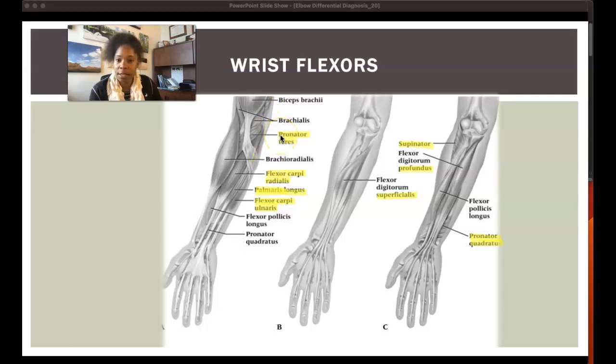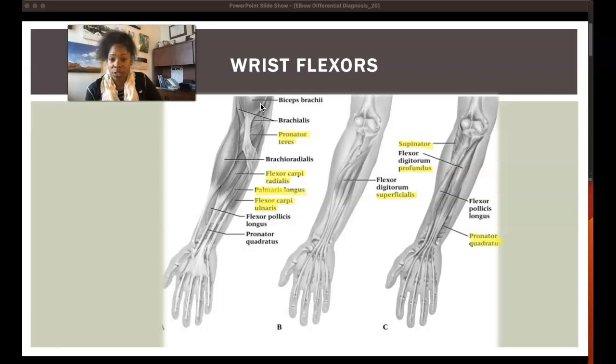Pronator teres and the palmaris longus are both going to be innervated by the median nerve, as is the flexor carpi radialis. So that pronator teres, flexor carpi radialis, and palmaris longus are all innervated by the median nerve. But the flexor carpi ulnaris, because it is more medial, is going to be supplied by the ulnar nerve. And so you have a mix of the biceps brachii and brachialis, which are innervated by the musculocutaneous nerve and serve really to flex the elbow globally.